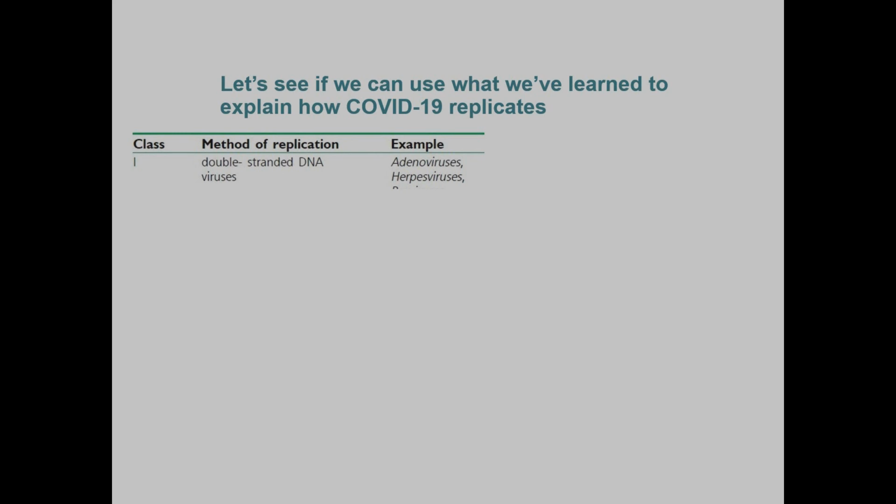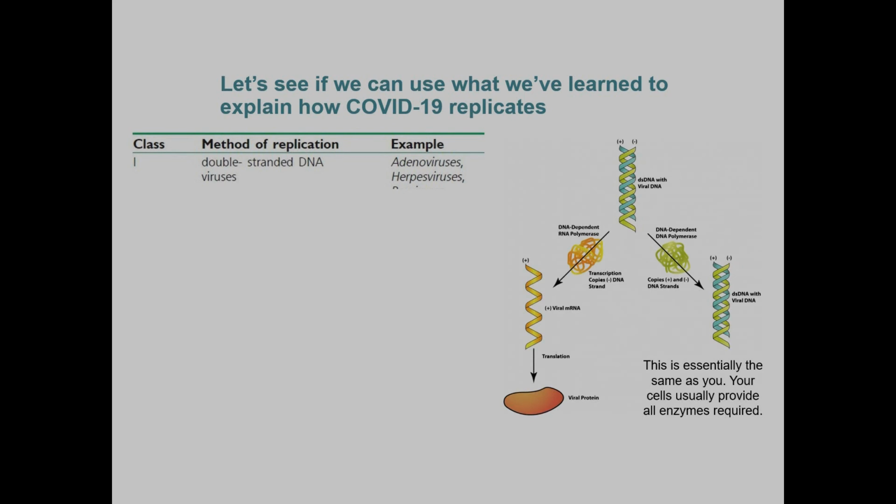The most simple one to think about is double-stranded DNA viruses. Examples of this are adenoviruses and herpes viruses. These are going to pretty much work the same way you do. They're going to have regular double-stranded DNA, and that DNA is going to be replicated using a DNA-dependent DNA polymerase, just like yours, and a DNA-dependent RNA polymerase to make mRNA, just like yours, and it'll go through translation the same way you do. So these viruses are really not that different from you or I.